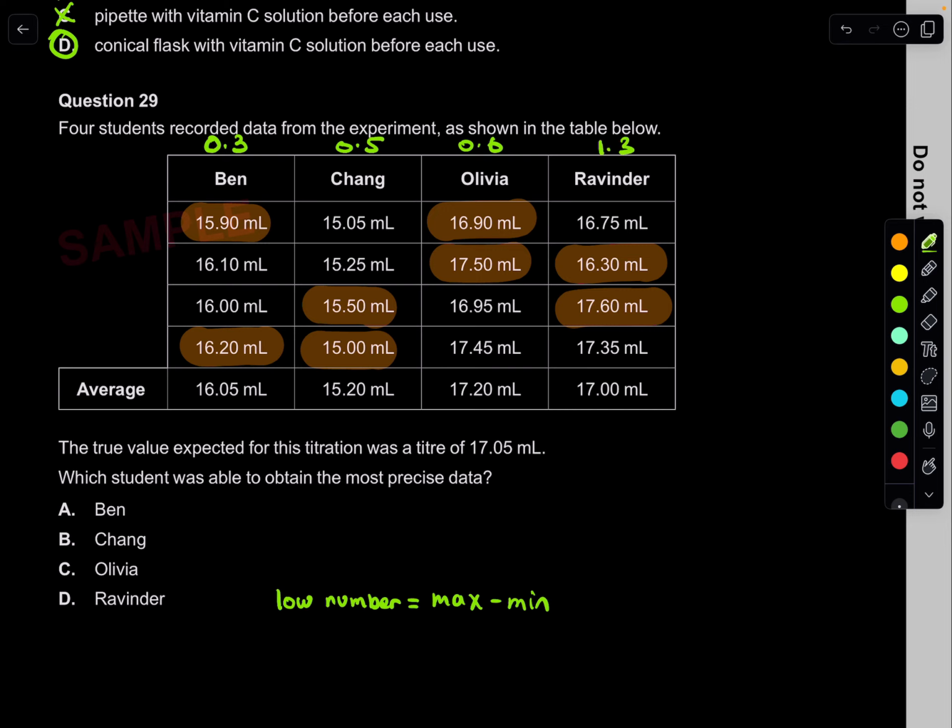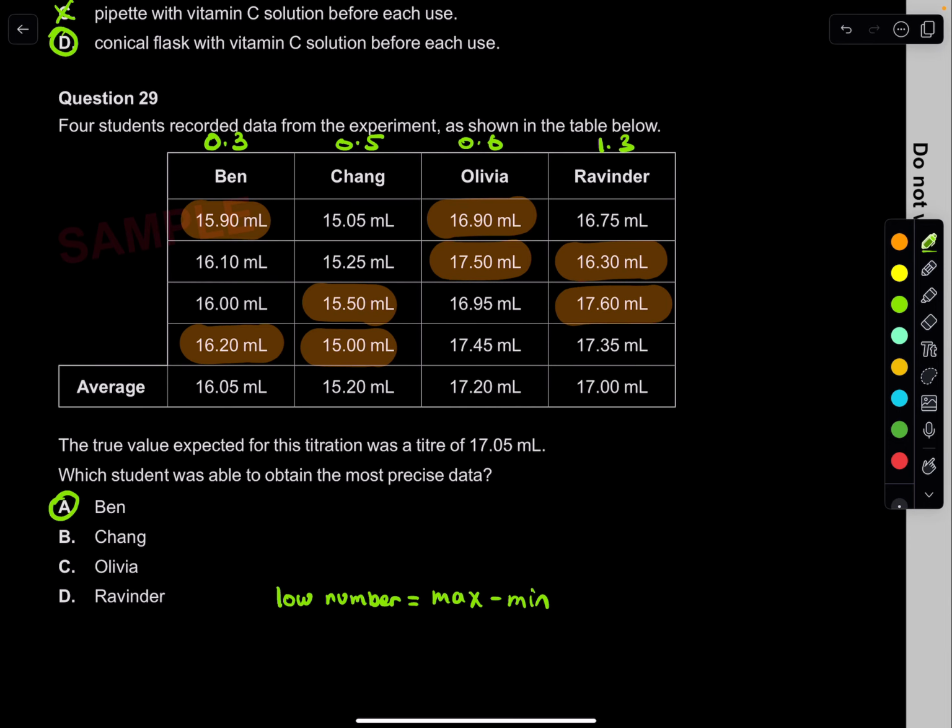1.3. Beautiful. Now, which one has the lowest range? You can see it's at 0.3. So Ben is more precise. Remember, when you're calculating precision, it's about how close, how related those values are. In terms of range, are they closely related to each other?